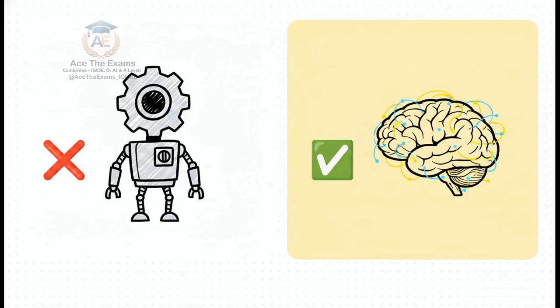This is where we introduce the PEEL framework: point, evidence, explanation, link. Top students structure every single analytical answer using PEEL. They make a specific point about the algorithm. They provide evidence directly from the trace table. They explain why that impacts the program, and they link it back to the command word in the question.